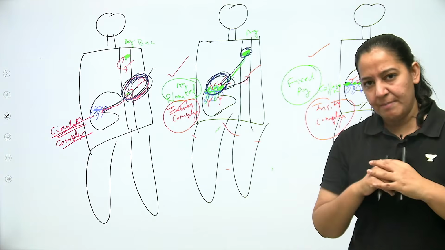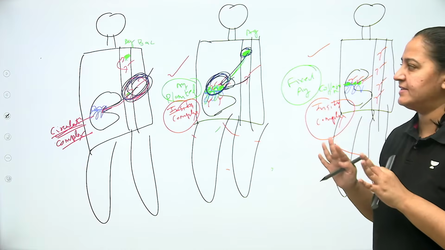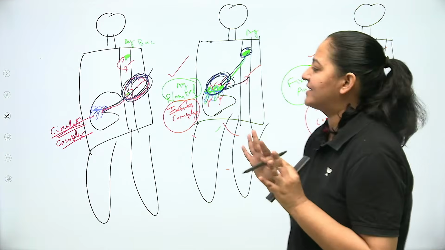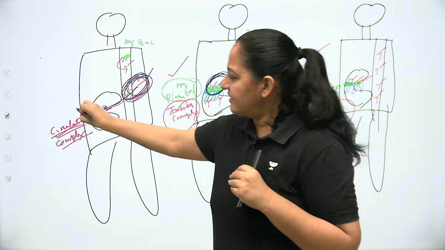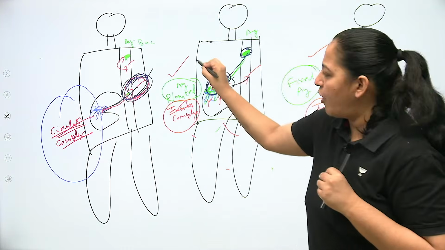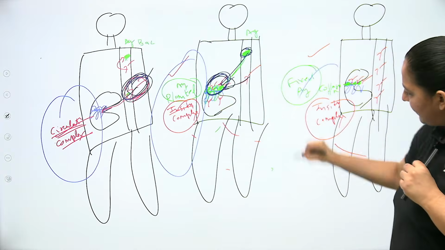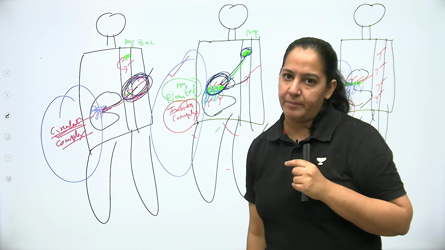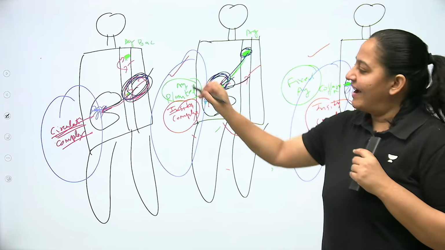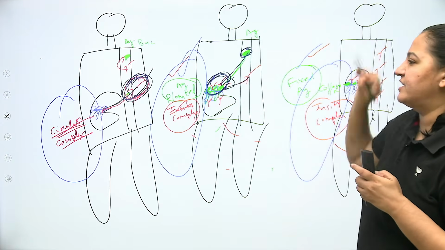So ultimately, what are the three mechanisms? You will say, ma'am, antigen antibody complexes, where they are forming. Based on that, we divide. So whether they are forming in blood or they are forming in kidney. If they are forming in blood, that is circulating antigen antibody complex formation. If they are forming in kidney, whether the antigen is planted or whether the antigen is fixed.